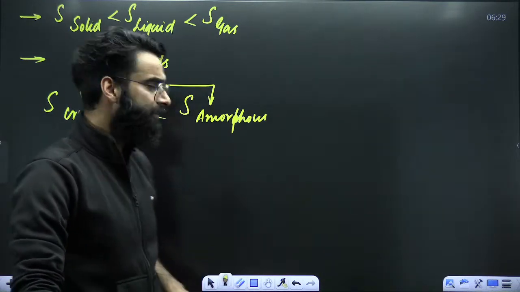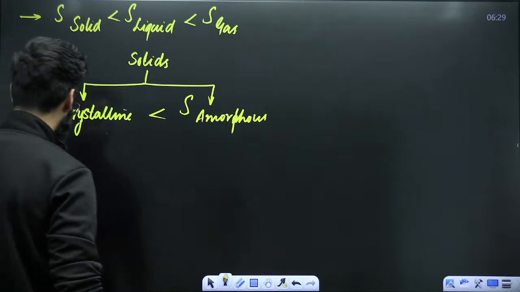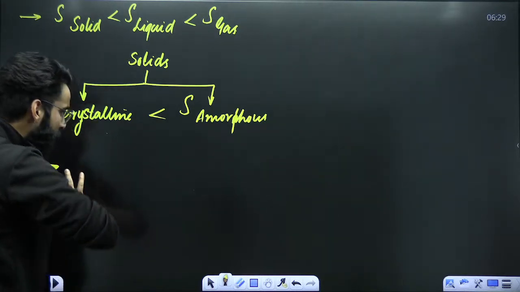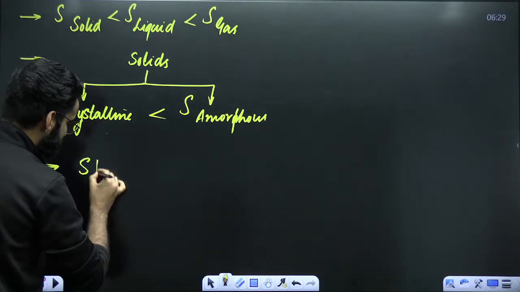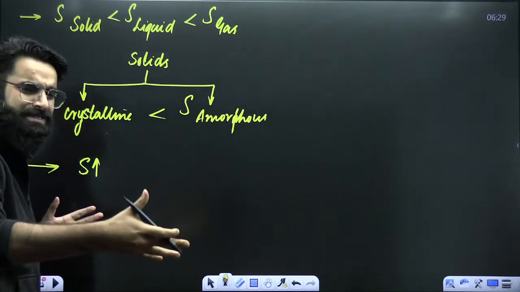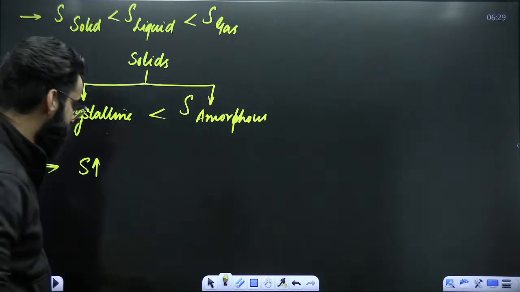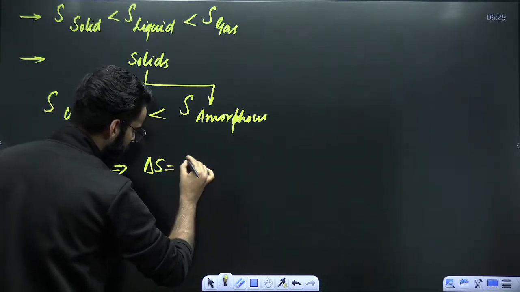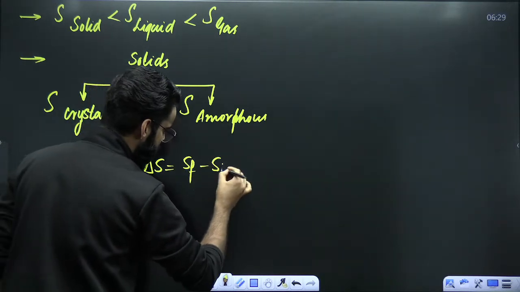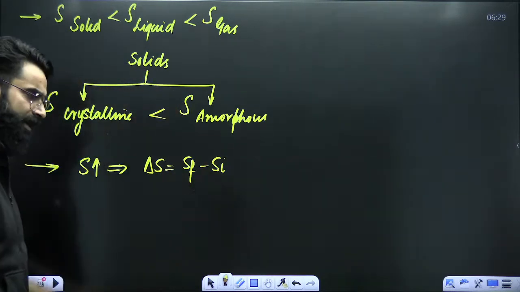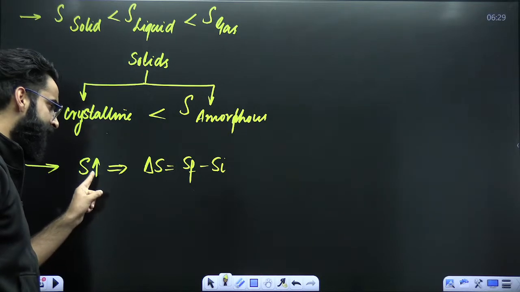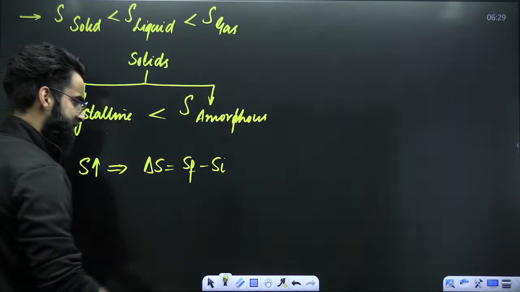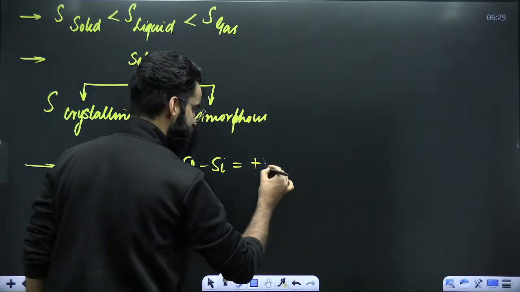Perfect. Now there are a few more things which I would want you guys to remember. Whenever, during a process, the entropy of the system increases, that means the change in entropy, which is S final minus S initial, final entropy minus initial entropy. If the entropy of the system is increasing, that means the final entropy of the system will be more and the initial entropy of the system will be less. So this difference has to come as positive.